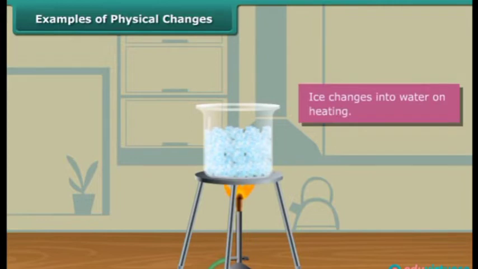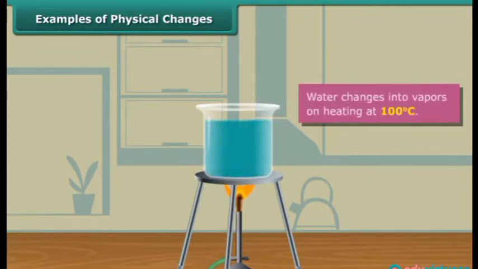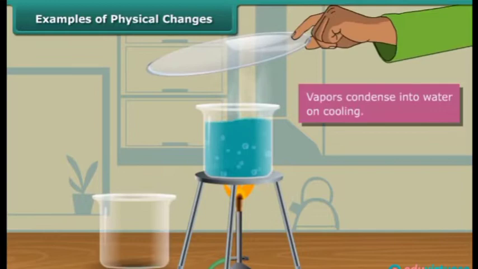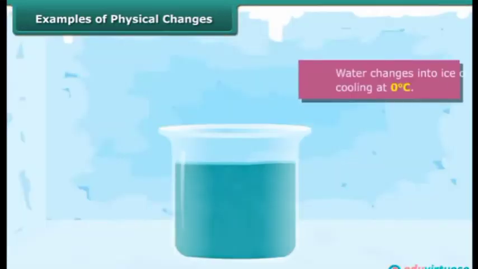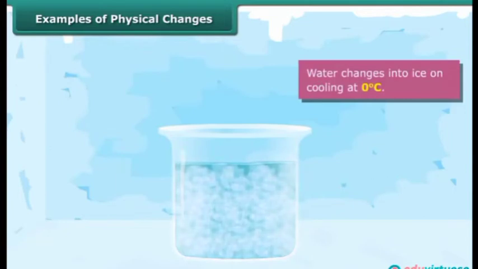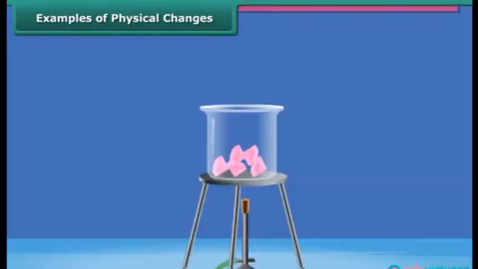Ice changes into water on heating. When the water is heated at 100 degrees Celsius, it changes into vapors. And when it cools, it changes again into water. And at 0 degrees Celsius, water changes into ice. So in the whole process, the state of water changes and the chemical composition remains the same.